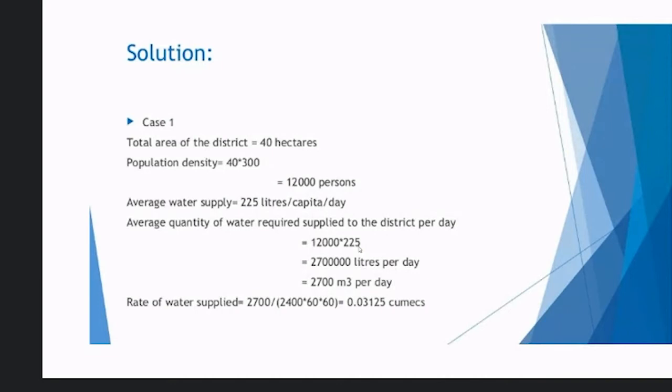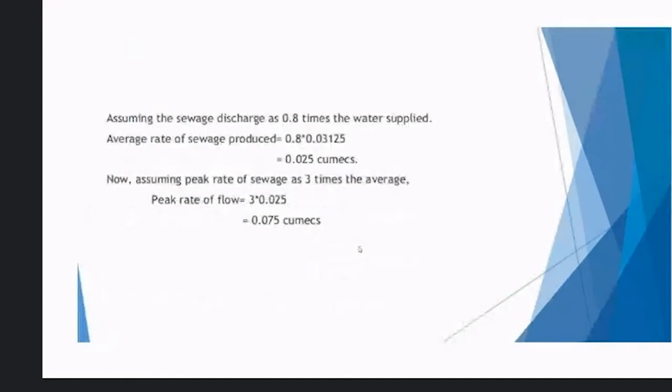Next slide, please. And this another problem is assuming the sewage discharge as 0.8 times the water supplied. Average rate of sewage produced is 0.8 multiplied by 0.03125 equals 0.025 cubics. Now, assuming the peak rate of sewage as 3 times the average, peak rate of flow is 3 multiplied by 0.025 equals 0.075. Next slide.